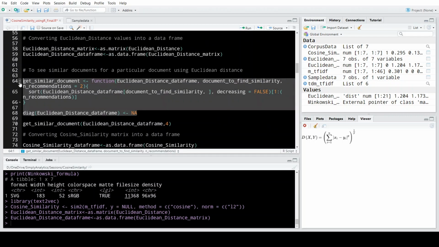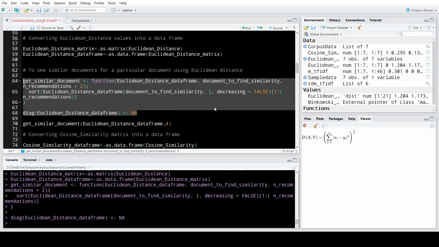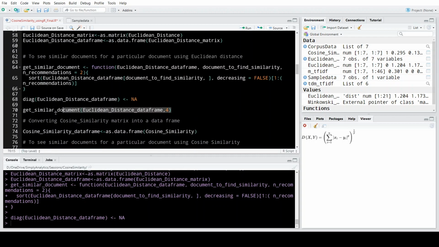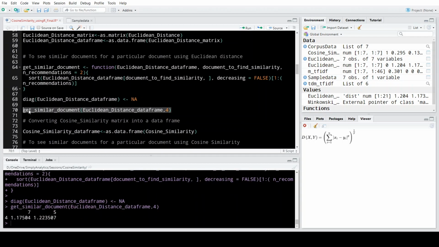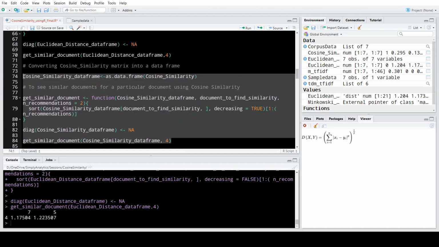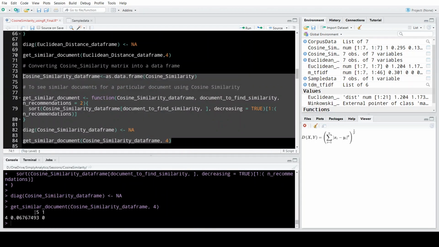In this, we used the Euclidean data frame and we have sorted it in ascending order, that is, descending is equal to false. We can also change the number of recommendations for a document. Here we have specified it as 2. We can change it to 1, 3, 4 or so on. We invoke the function for document 4 and we see the nearest document is 7 for document 4. For cosine similarity, we use the same procedure and we see the nearest document is 5 for document 4.